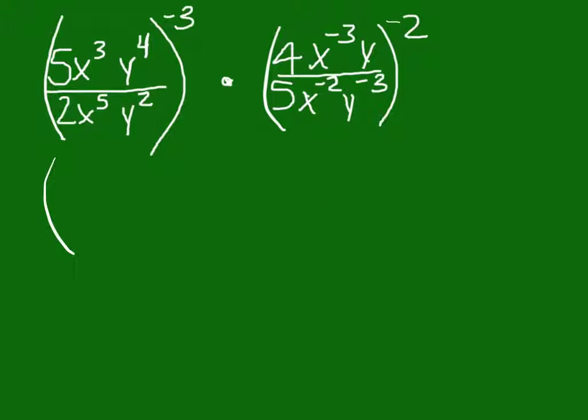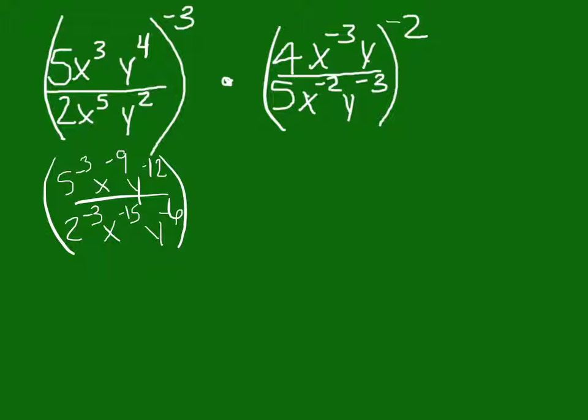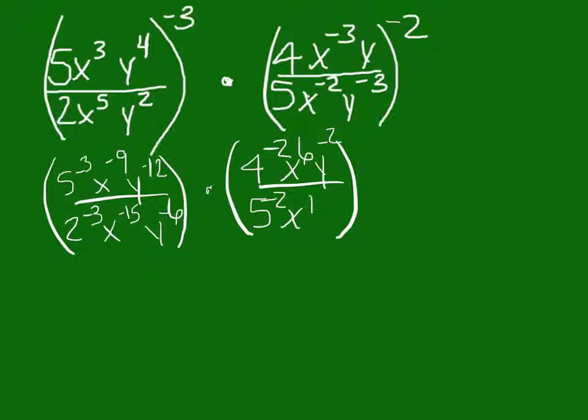So we start out with 5 to the negative 3, x to the negative 9, y to the negative 12, over 2 to the negative 3, x to the negative 15, y to the negative 6. Continue on. So now we have 4 to the negative 2nd, x to the 6th, y to the negative 2nd, over 5 to the negative 2nd, x to the 4th, y to the 6th.